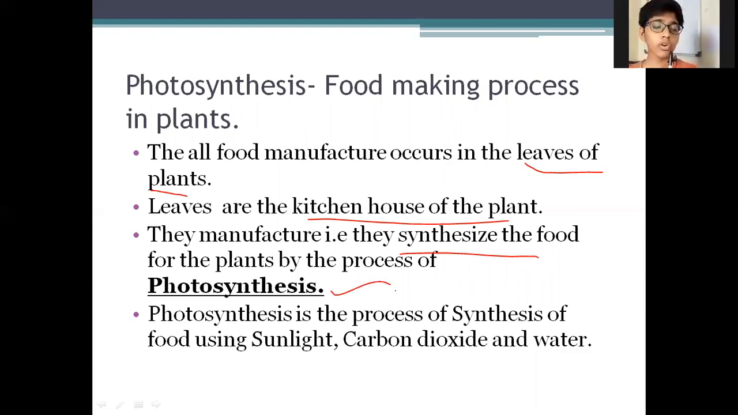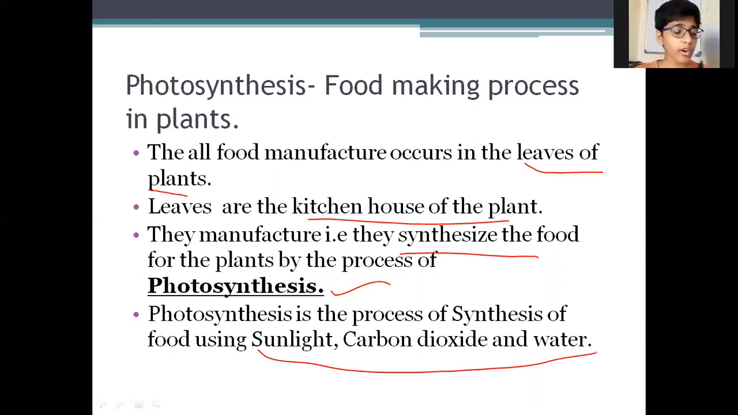Now, photosynthesis: photo means light and synthesizing is making. In the presence of light, making food is called photosynthesis. Photosynthesis is the process of synthesis of food using sunlight, carbon dioxide and water. These are the main ingredients for photosynthesis, for food preparation of plants.